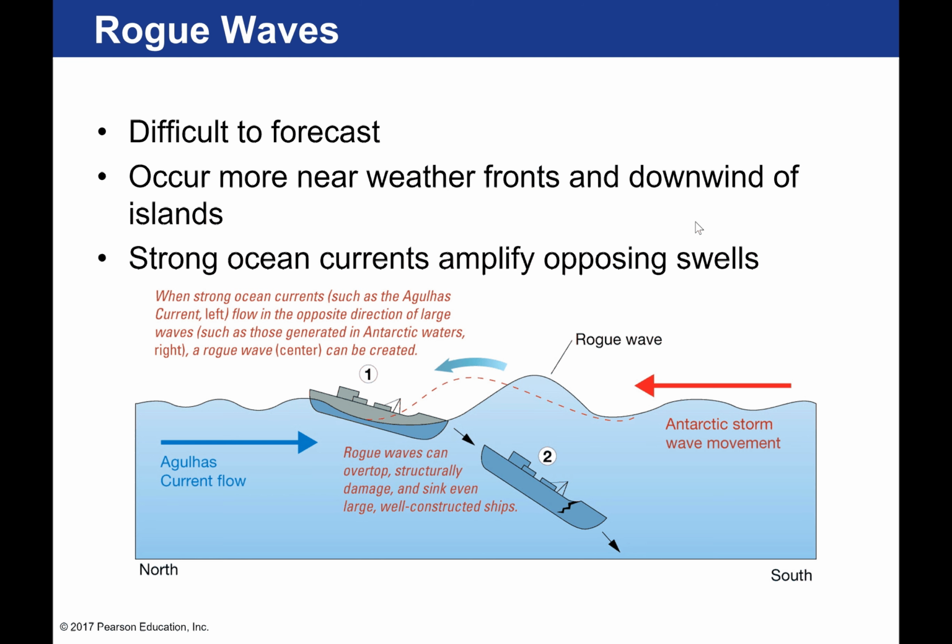Rogue waves are really difficult to forecast, and that's because typically they occur where there are strong ocean currents that are going the opposite way of the waves. That's what that last bullet says, where it says strong ocean currents amplify opposing swells. That's all it means. If you look at the image, it's where these storm waves are moving in an opposite direction from the surface currents. For the exam, you just need to know where rogue waves tend to occur, and they tend to occur where storm waves move against strong surface currents.